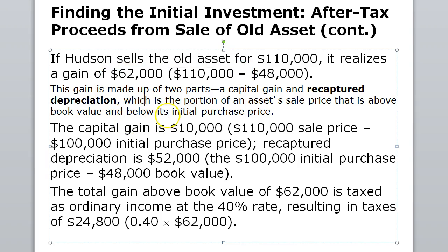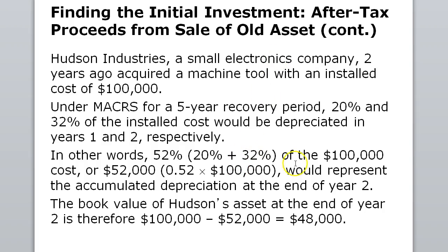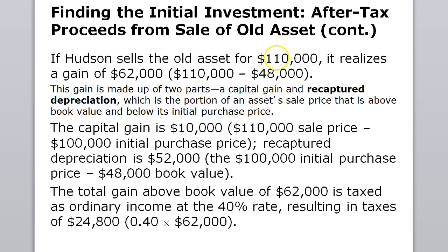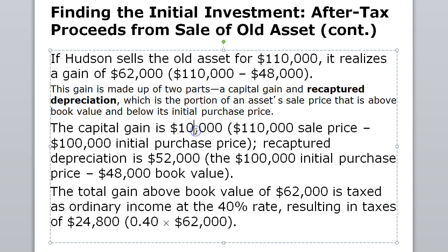So the gain is made up of two parts: recaptured depreciation, the portion of the asset sale price that is above the book value and below its initial purchase price. So the capital gain is actually $10,000. So you see, if you look back here, we purchased this asset for $100,000. The cost was $100,000. We're selling it for $110,000. Therefore, the capital gain is $10,000. Sale price minus initial purchase price.